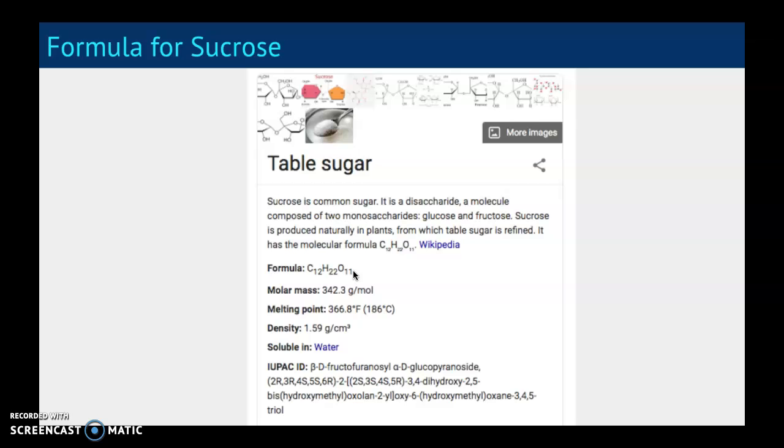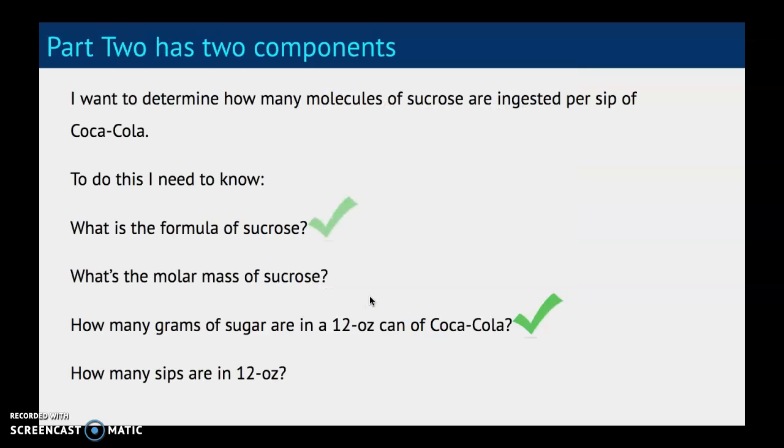The molar mass is like an added bonus that it's right here. If you took those 12 carbons, the 22 hydrogens, and the 11 oxygens and added them all up, you would get a number right around 342.3 grams per mole. So if I took 342.3 grams and measured it out, I would have 1 mole of sucrose molecules, or 6.02 times 10 to the 23rd molecules. So we've got the formula of sucrose and the molar mass of sucrose.